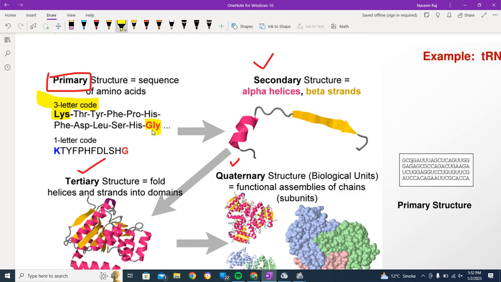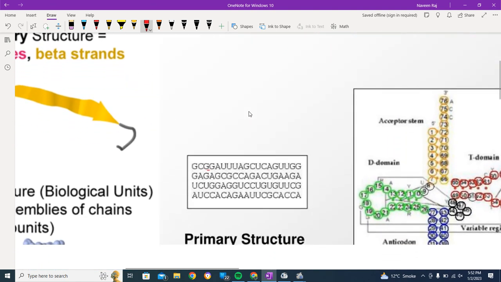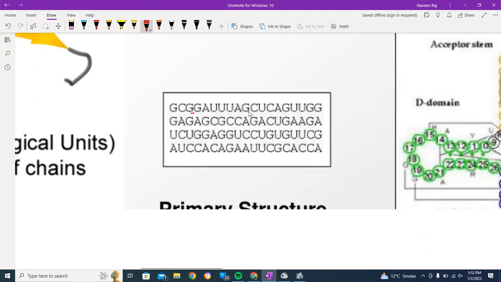Moving forward, we have one letter codes as well, on the terminal ends, like K and G. Now this is kind of a different chain. We are just talking about codes. The primary structure is the simplest one, it is linear, and it is found in the form of codes. Now let's talk about primary structure details. Here is a beautiful example given in this picture.